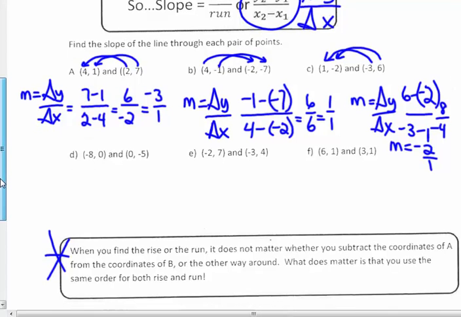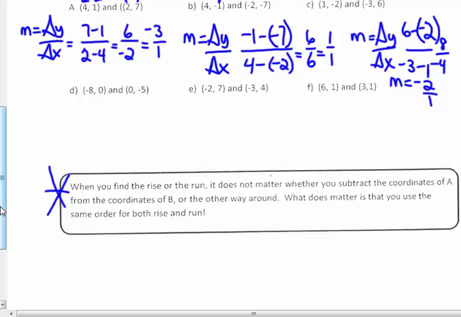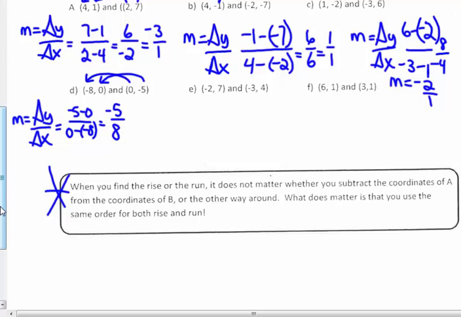Got to write smaller. D. M equals delta y over delta x. And again, be consistent. So negative 5, I almost always do second point minus first point. So negative 5 minus 0, and yes, you should show this math. Don't shortcut it. 0 minus negative 8. Be careful with those integers. And yes, you get negative 5, and 0 minus negative 8 is 0 plus 8. So negative 5 over 8 is my slope.